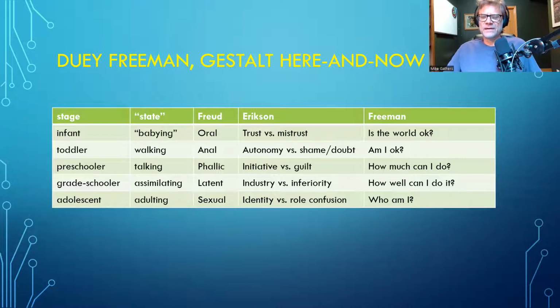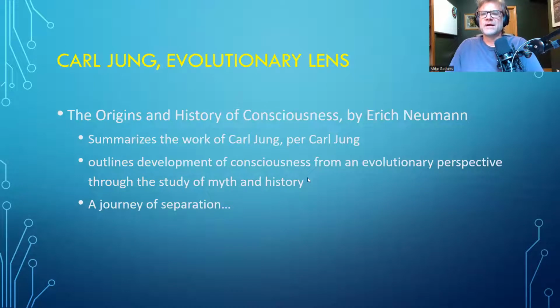I don't know how to introduce this next portion, but I want to say that I got tuned into this book. Well, let me back up. The next one I want to talk about is Carl Jung and his evolutionary lens. And it all comes through this book, The Origin and History of Consciousness by Erich Neumann. Neumann was a student of Jung, and Jung wrote the introduction to this book. And he says, look, the pioneer can't summarize his work because he's too busy exploring the frontier. He doesn't have time to look back. He's too busy pioneering. But this book is a summary of my work.